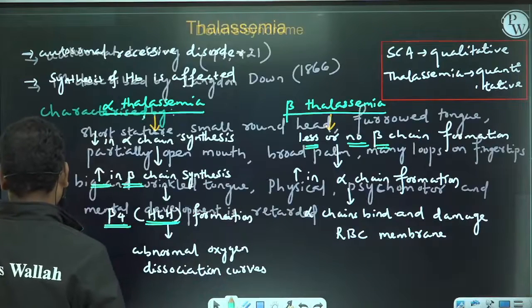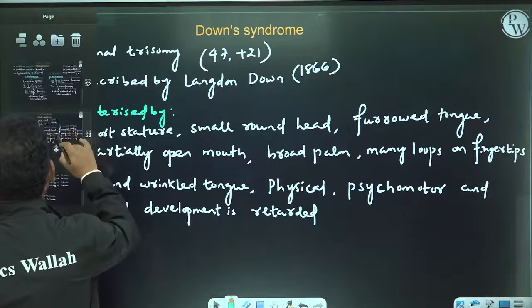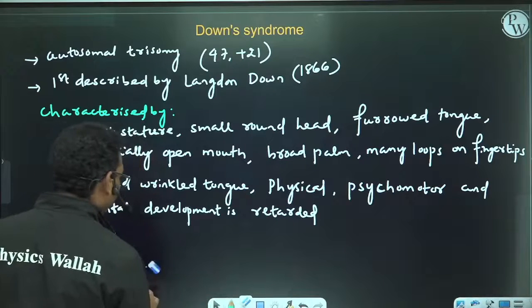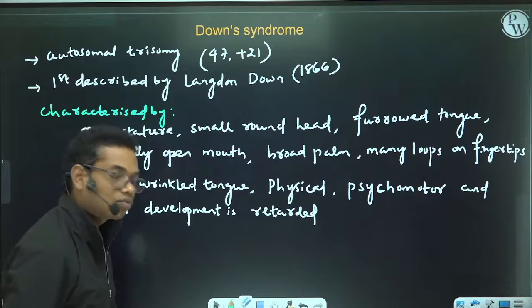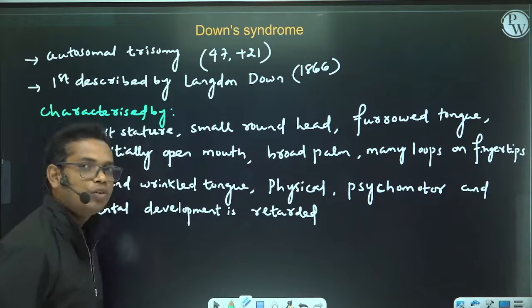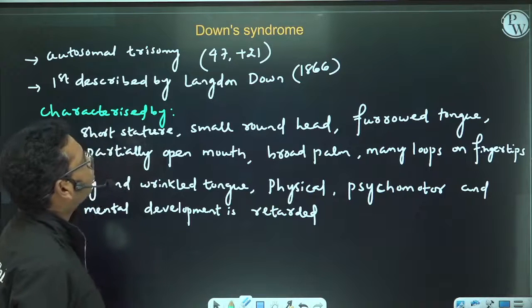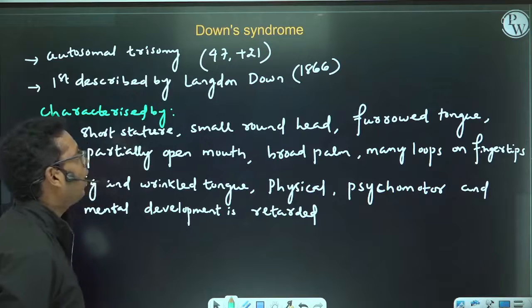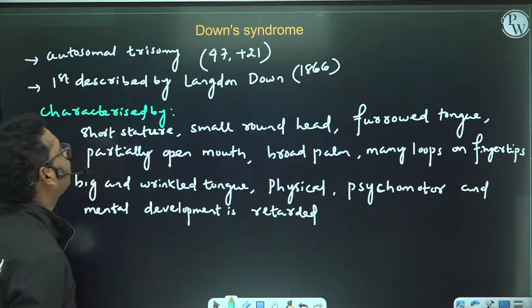Now, let's talk about Down syndrome. Down syndrome is basically an autosomal disorder. Okay, and this is due to a change in chromosomal number, that is a genomic mutation, and this is due to trisomy of chromosome number 21.